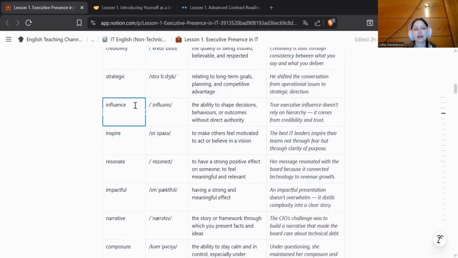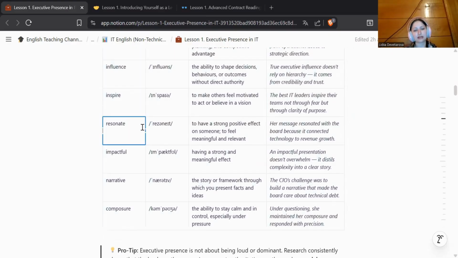Influence is the ability to shape decisions, behaviors, or outcomes without direct authority. True executive influence does not rely on hierarchy. It comes from credibility and trust. Inspire. To make others feel motivated to act or believe in a vision. The best IT leaders inspire their teams not through fear, but through clarity of purpose.